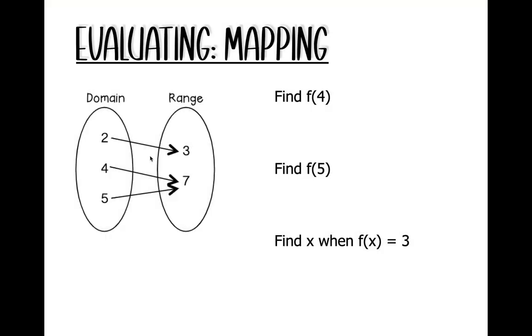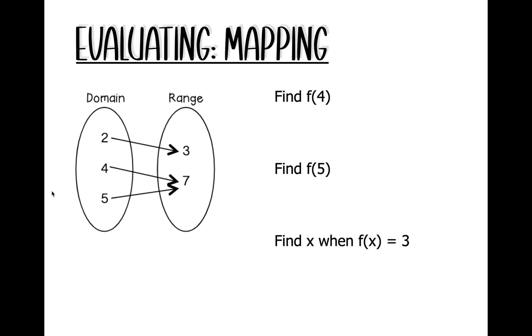Now we're going to take a look at evaluating from a mapping. So we have our domain and our range, a little bit of vocabulary. Remember, domain are our x values, range is our y values. So we want to find f of 4. To find f of 4, remember 4 is inside the parentheses, so that's our x.